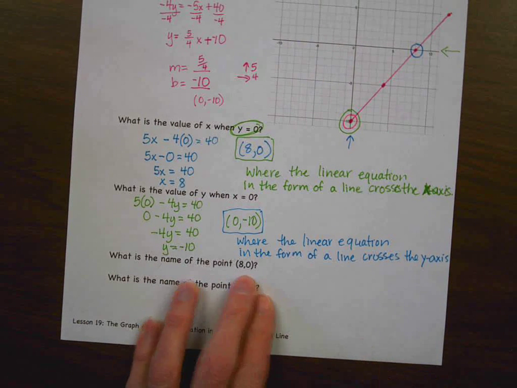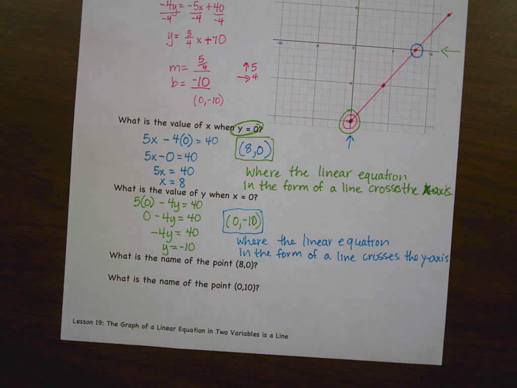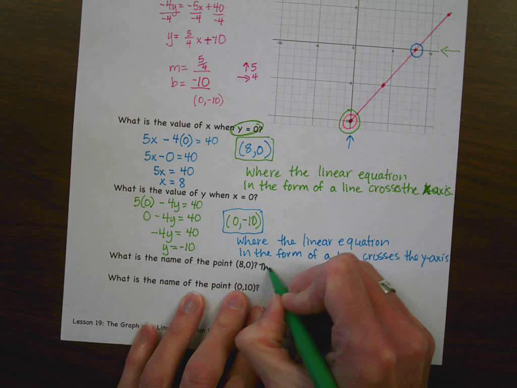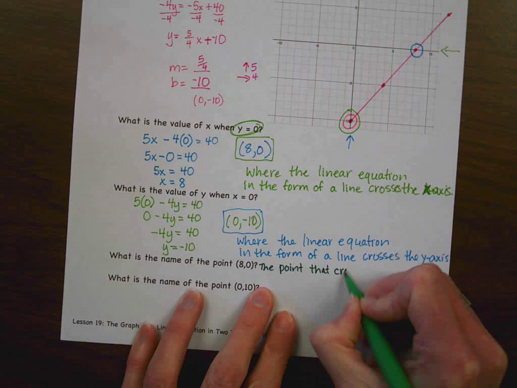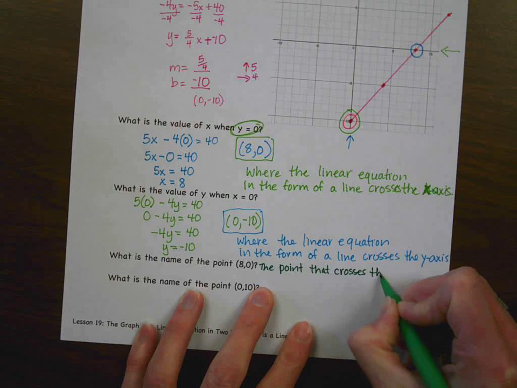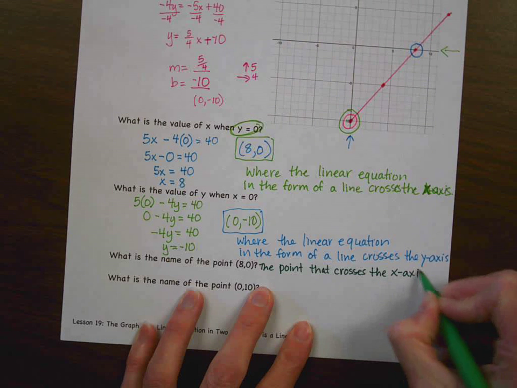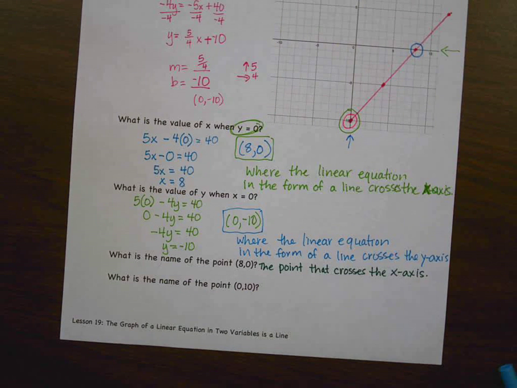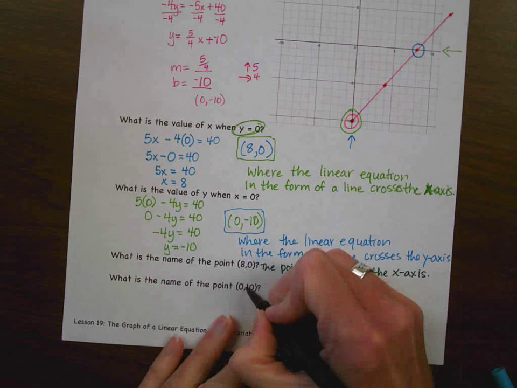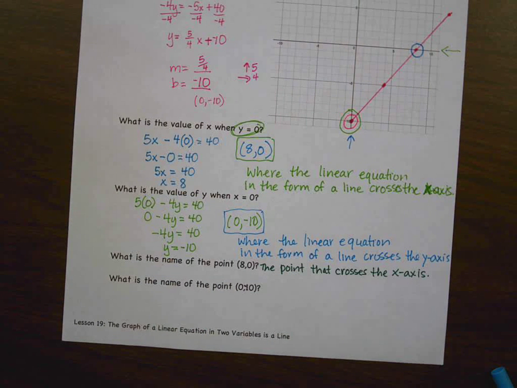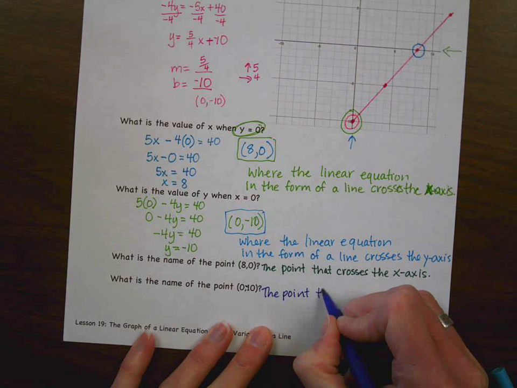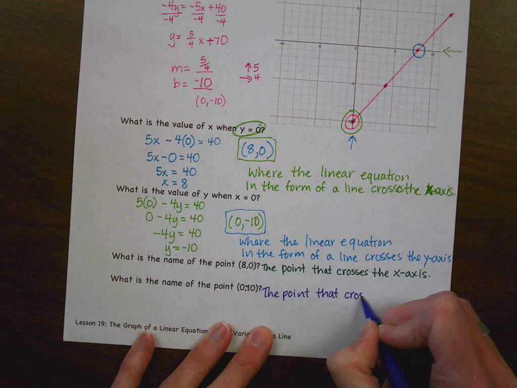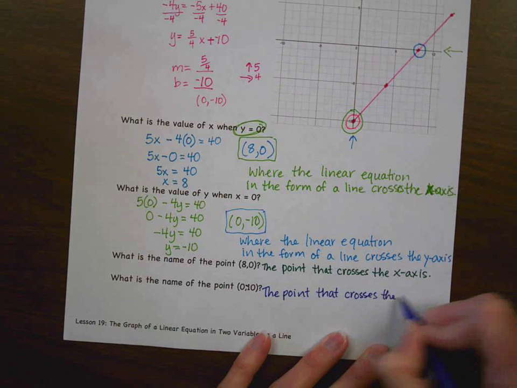So what is the name of the point 8, 0? We're going to call it the point that crosses the x-axis. And then what is 0, negative 10? This is supposed to be a negative 10, I'm sorry. What is the point 0, negative 10? We're going to call that the point that crosses the y-axis.